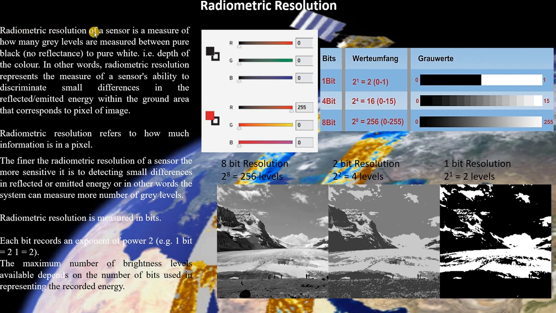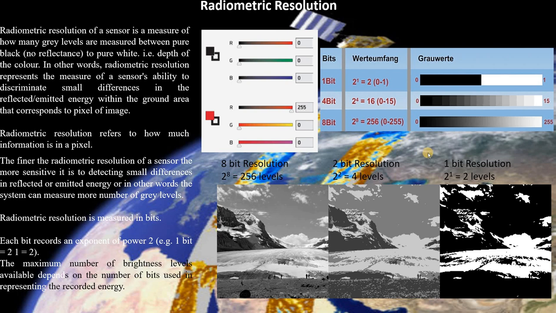The radiometric resolution of a sensor is a measure of how many gray levels are measured between pure black and pure white. That is the depth of the color. In other words, it is a sensor's ability to discriminate or distinguish even small differences in the reflected or emitted energy within the ground area, which is equal to a pixel of the image. That means radiometric resolution tells about the sensor's ability to clearly distinguish more number of shades in a color.